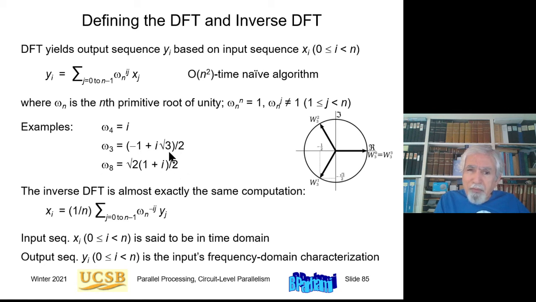And here's the interpretation of omega 3 in graphic terms. So this is omega 3 to the 0, or omega 3 to the power 3, equal to 1. Omega 3 to the power 1 is minus 1 plus j square root of 3 over 2, this complex number. And this is omega 3 to the power 2.